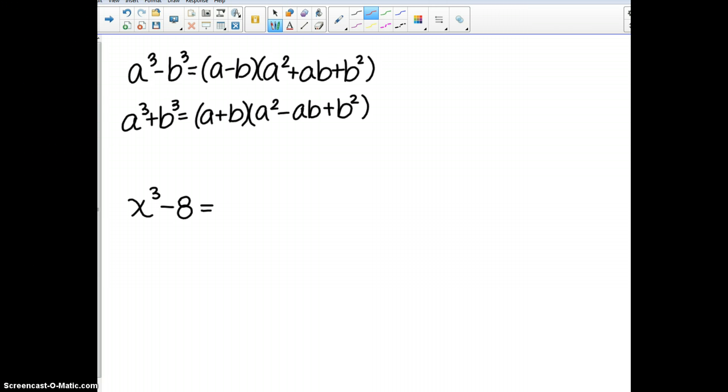If I recognize that x cubed is x cubed minus 2 cubed, then I can cut and paste into my formula.